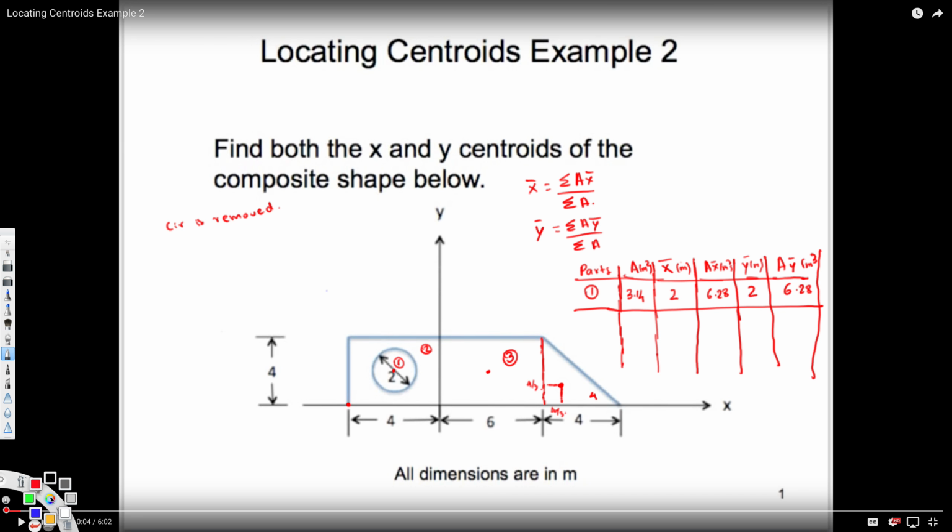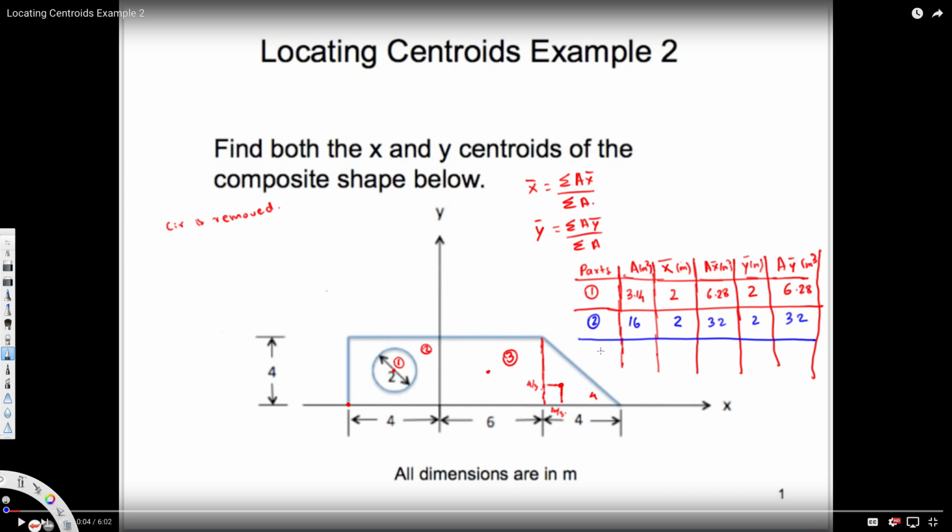Let's choose a different color. Okay, then I take the second one. The second one is my square. The area of the square is base times height, so 4 times 4 is 16. The x bar is the distance from here to here, which is just 2, and A x bar is simply the multiplication, which is 32. The y bar is the height, this is 2, and A y bar is the multiplication of these two, which is also 32. That's my second part. Now let's go to the third part.